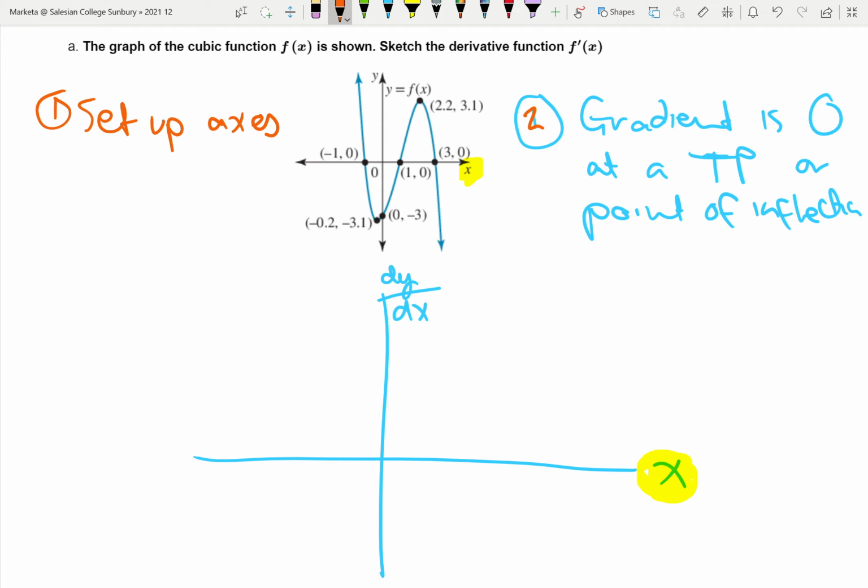So step 2, the gradient is 0 at the turning point or point of inflection. So let's find the turning point. Here's a turning point. And what we want to remember is that this is not y. Y is irrelevant. So really we can cross out any y values because they're just not relevant. So at negative 0.2, we've got a gradient of 0. So this is where this point is going to go. Negative 0.2, comma 0. Because now this is an x value and this is a gradient value. It's not a y value.